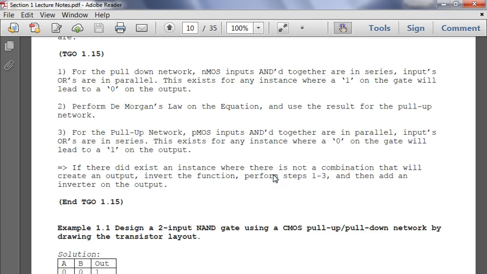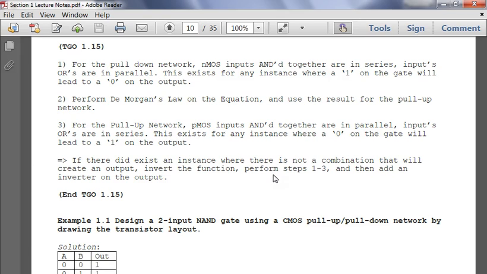Okay, so I'm going to scroll up a little bit here. So we're going with this first problem, example 1.1. We're going to do a two-input NAND using a CMOS pull-up, pull-down network by drawing the transistor layout.